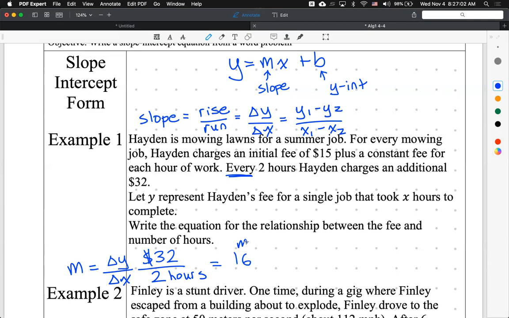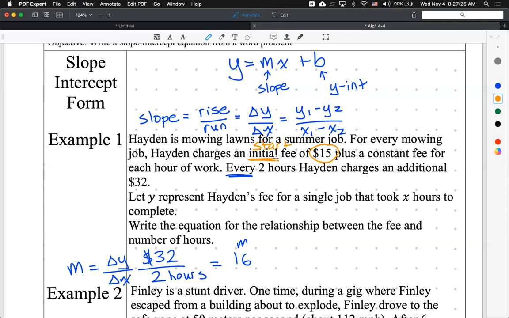Giorgio. 15. You're correct, but why? The training charges an initial fee of 15 plus the content fee for each hour. There it is. Initial fee. This word right here means it's your start. Initial is the same word as start. You start by charging, or Hayden starts by charging $15.